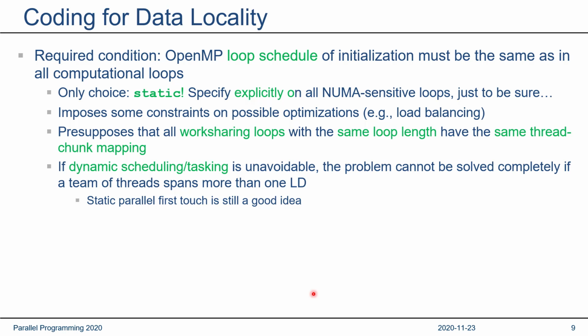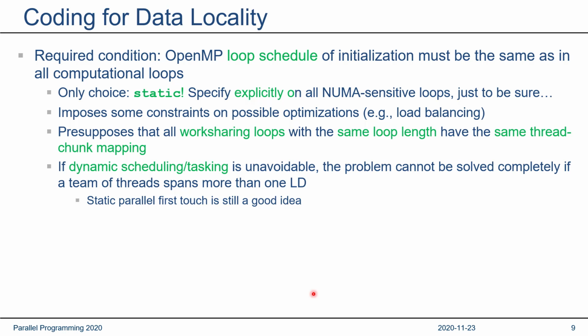So the only choice for a loop schedule is static, or maybe static with a rather big chunk size, a chunk size that's much larger than a single page. So just to be sure, you should specify the static schedule explicitly on all NUMA-sensitive loops. All modern compilers have static as their default schedule, but this is not backed by the standard. You cannot be sure unless you specify it.